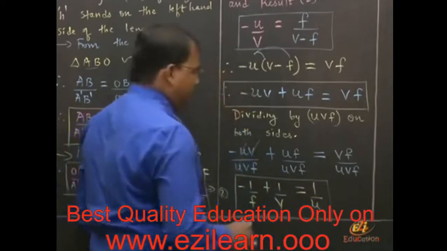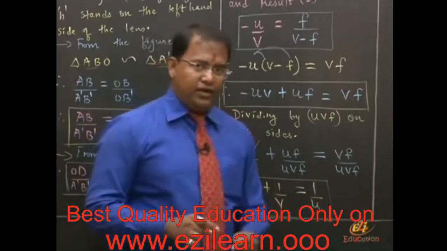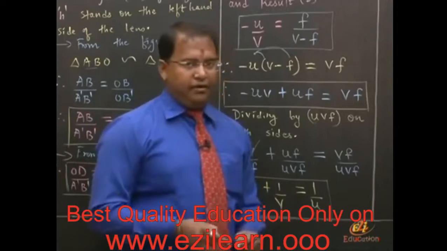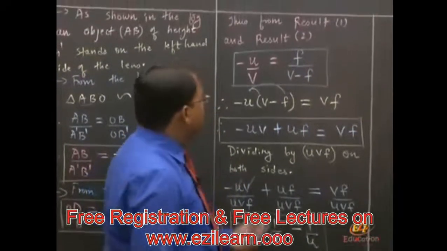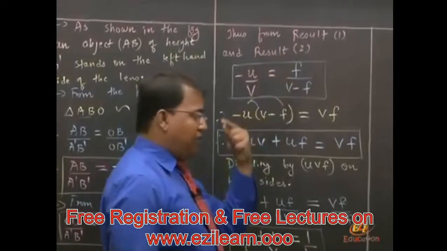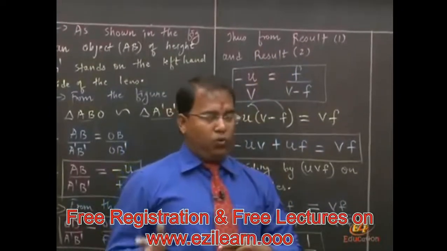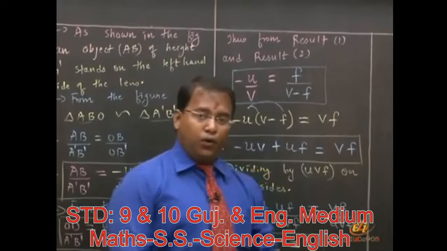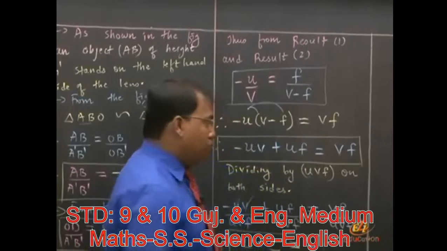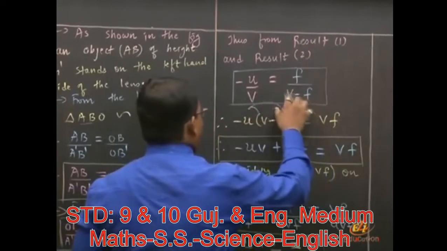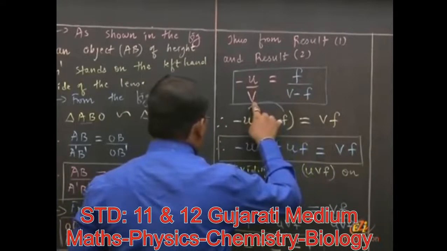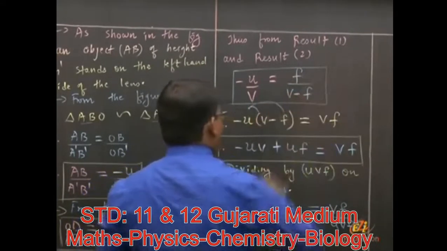This result is not yet the final answer. Two steps are still remaining. Let us go through this part that I have written here. From result 1 and 2, one was AB upon A dash B dash, the other one also was AB upon A dash B dash. Both were equal. Making them equal, we end up getting minus U upon V is equal to F upon V minus F.